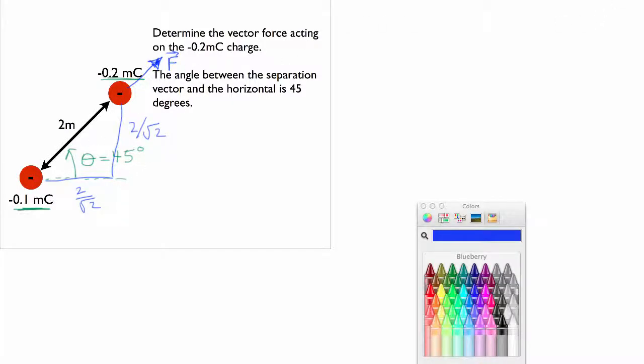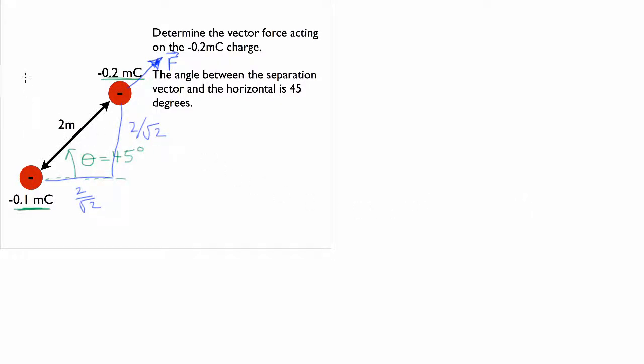Now we can start to apply a coordinate system. Let's put the origin of coordinates on the -1 charge. Here is the plus x direction, here is the plus y direction, and we label this location the origin, so that'll be 0, 0. Therefore, the -2 microcoulomb charge exists at 2 root 2, comma, 2 root 2 in the xy plane. Now we have all the information we need to calculate the force.